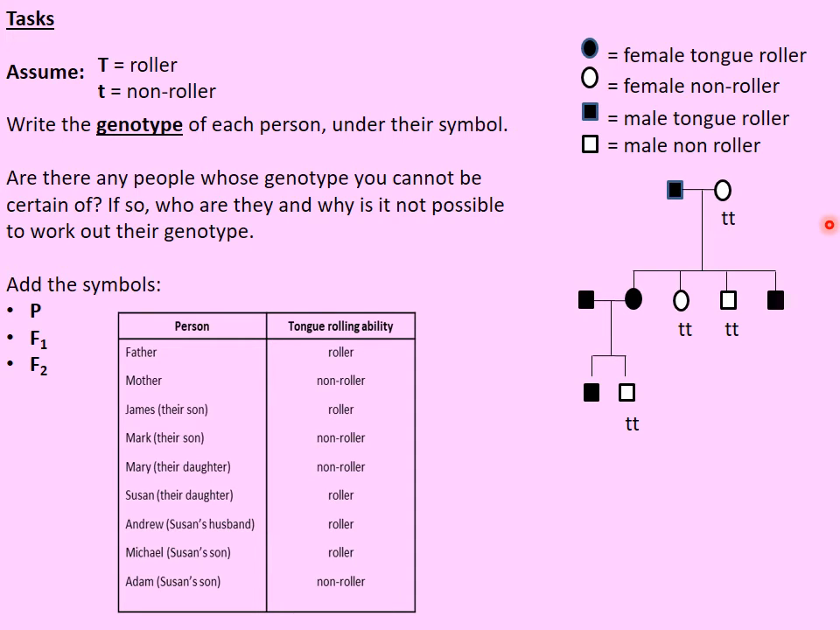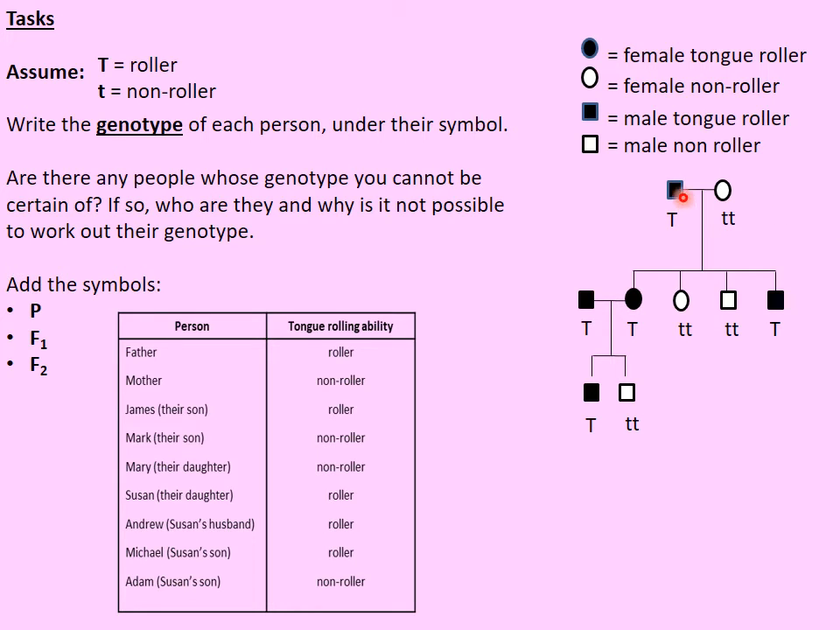Then my next thing is I'm going to put a big T beside all the ones who display the dominant phenotype, because we know they have to have at least 1 copy of the big T. So I'm going to have a big T here, here, here, here, and here. Then I'm going to try and work out the genotypes of these individuals, seeing what is the other allele that they may have.